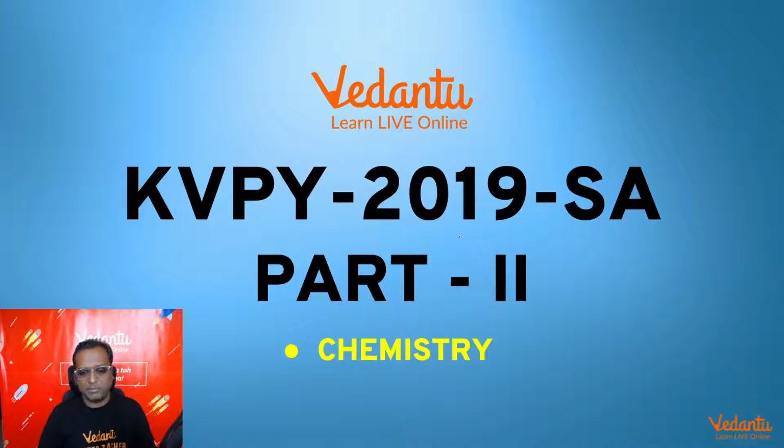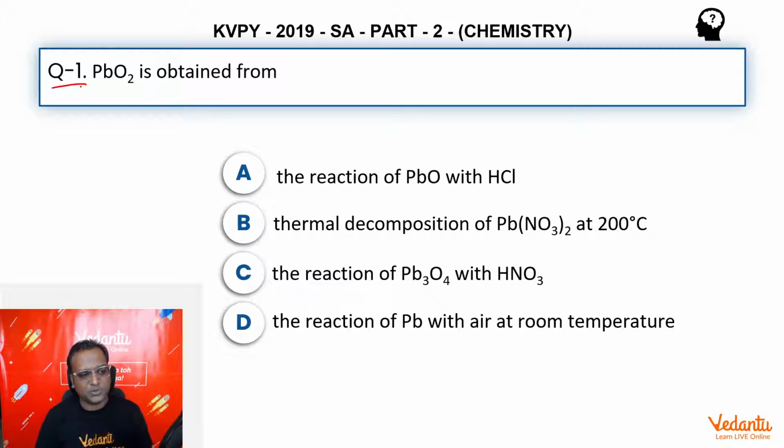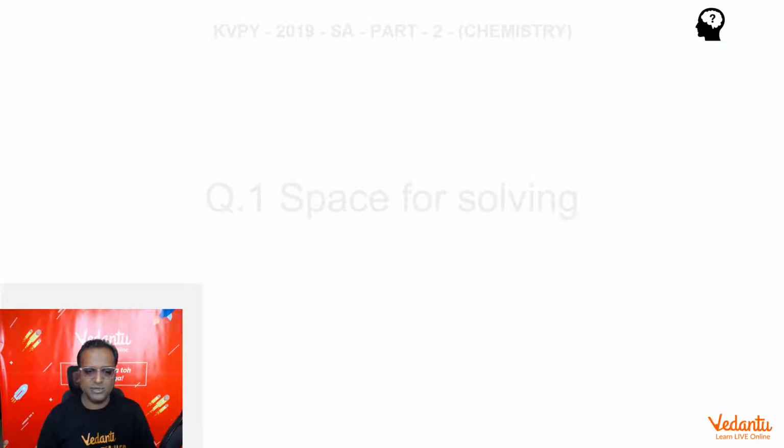Today we are going to talk about KVPY 2019 11th standard, that's essay part 2 and chemistry subject. It's the very first question and the question is: PbO2 is obtained from, and we have been given 4 reactions here. Okay, so the first is PbO with HCl, that is an acid-base reaction to form a salt. The next is thermal decomposition of lead nitrate, that is the standard decomposition of metal nitrates. Reaction of Pb3O4 with HNO3, specifically dilute HNO3. And the fourth one is oxidation of lead with air at room temperature. So let's study each and every reaction one by one.